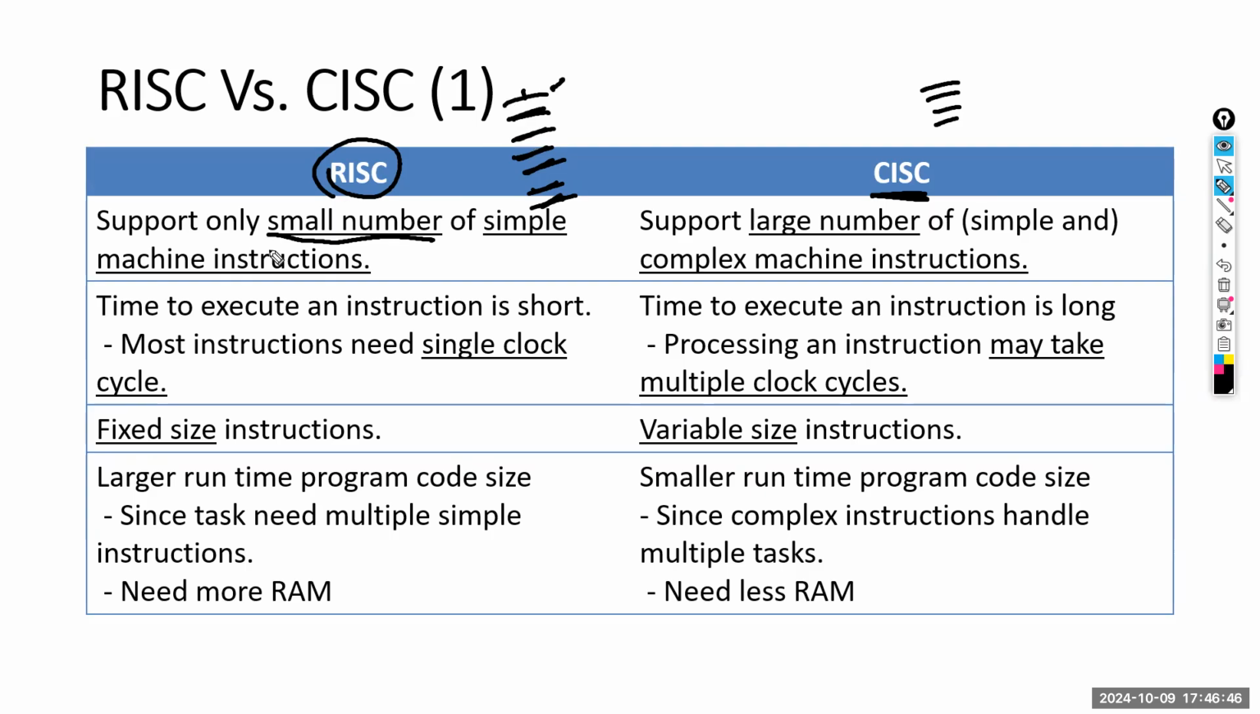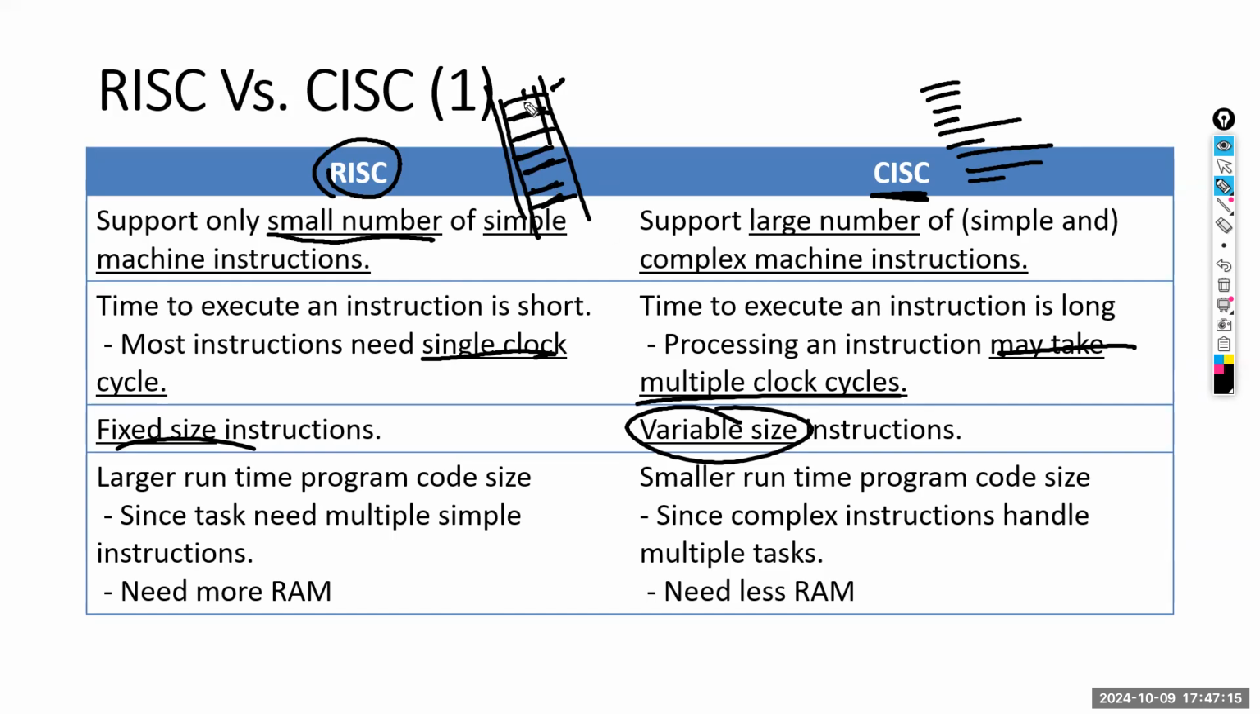And because RISC only supports simple instructions, the instructions are pretty much fixed size. But in CISC, with simple and complex instructions and variations, instructions can be variable size. And in RISC one instruction can be executed in a single clock cycle, but in CISC a complex instruction may take multiple clock cycles.